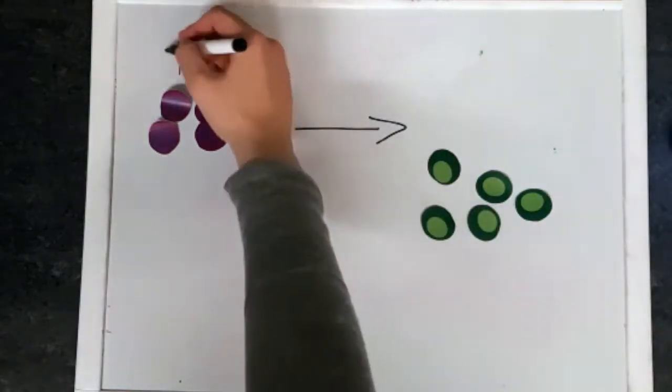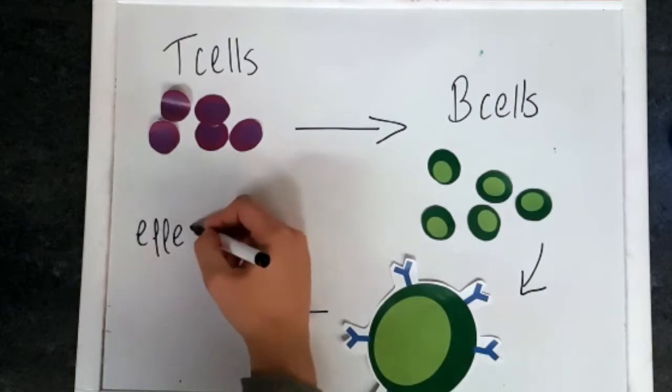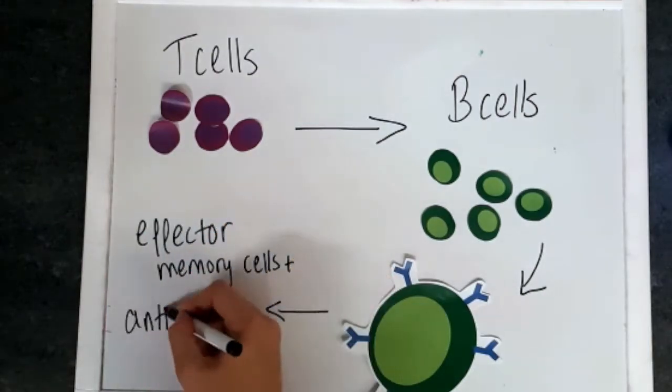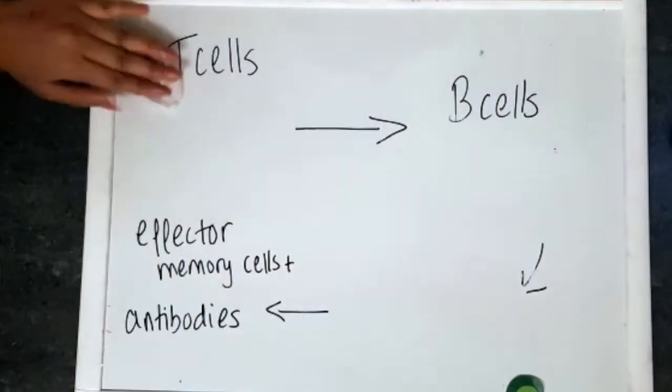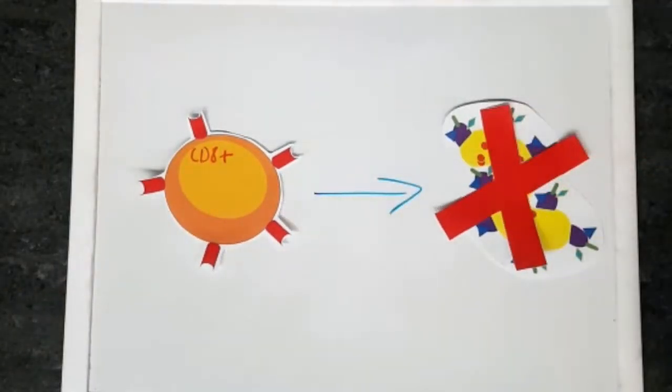The CD4 helper T cells activate the B cells. The B cells then produce effector memory cells and anti-sporozoite antibodies in response to the circumsporozoite protein epitopes. CD8 T cells are activated and produce a cytotoxic response to the circumsporozoite protein.